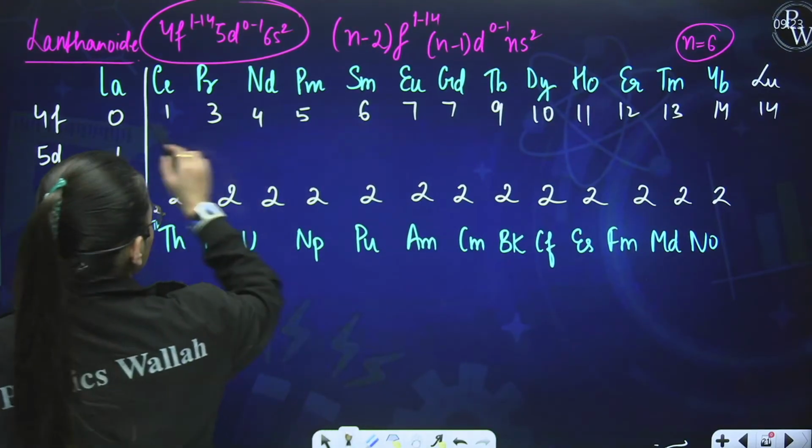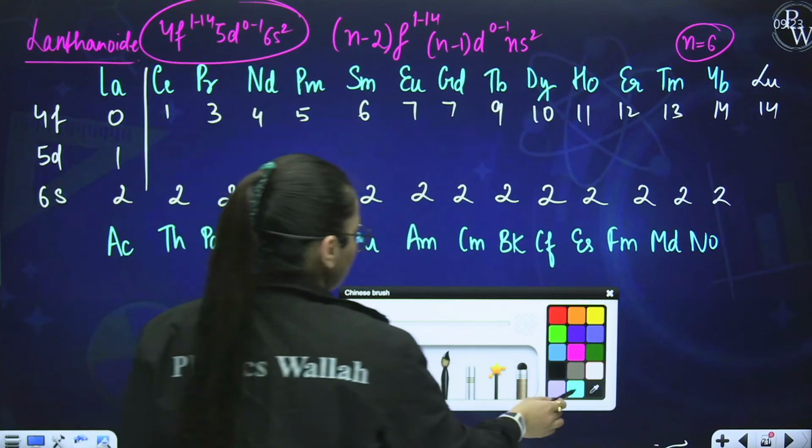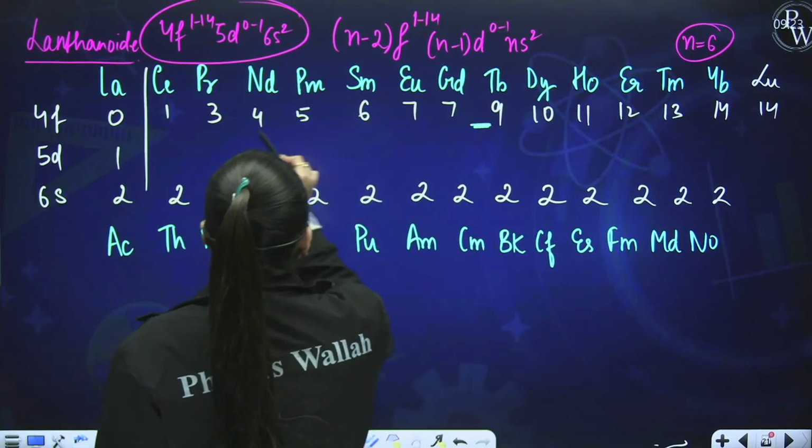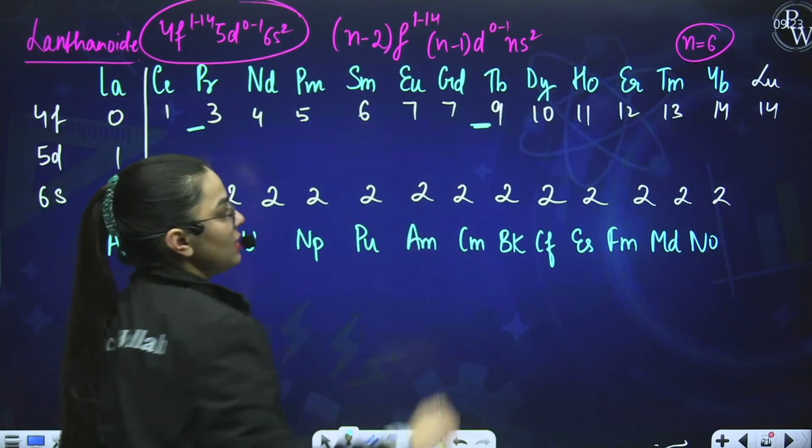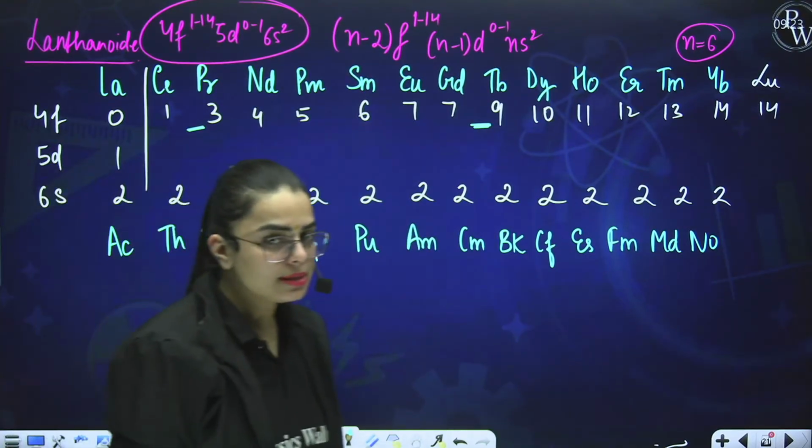Okay. Now you have filled the 4f electrons. Do remember, you have to skip 8 over here. You have to skip second number over here. And if you are skipping 8 over here, you are writing 7 again. Great. Is it easy?